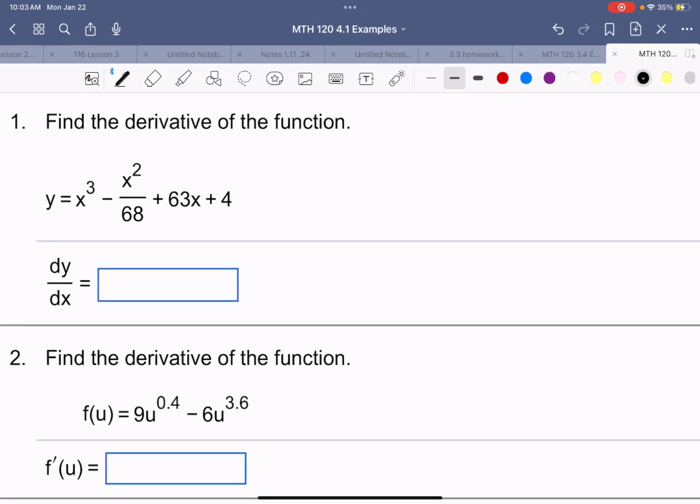So example number 1, find the derivative of the function y equals x cubed minus x squared over 68 plus 63x plus 4. And now we see for the first time this notation, dy dx. Well, y is the name of the function and x is the variable in the function. And all this says is we're going to take the derivative of y with respect to x. But there's a d on the top and the bottom. Okay. All right. So all this is a power rule.